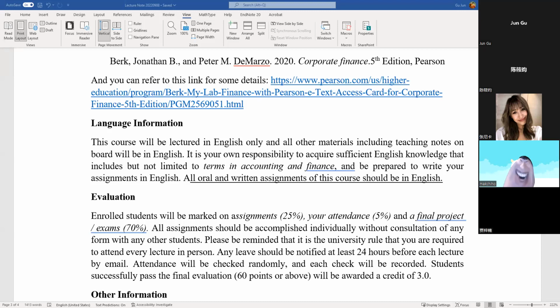This course will be in English, of course. And for the final evaluation, you will have a final examination paper. 30% of the score will be based on your daily performance, and the majority, 70%, will be based on your final examination. So be prepared.